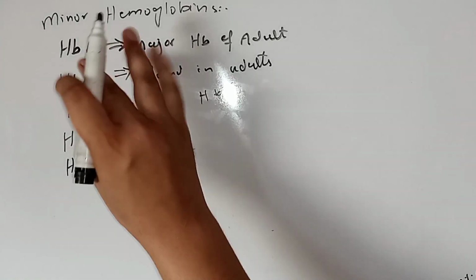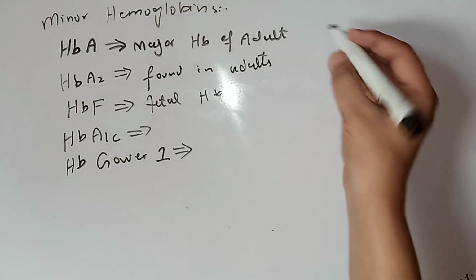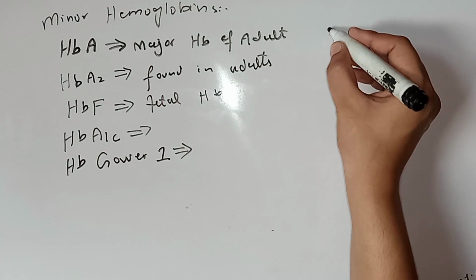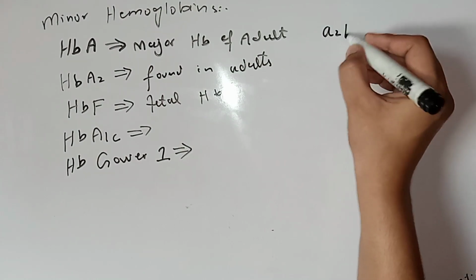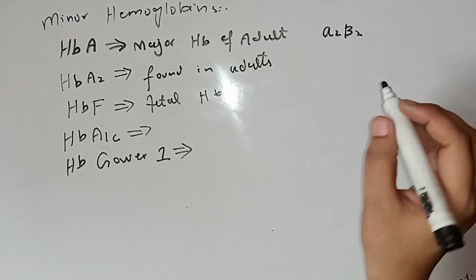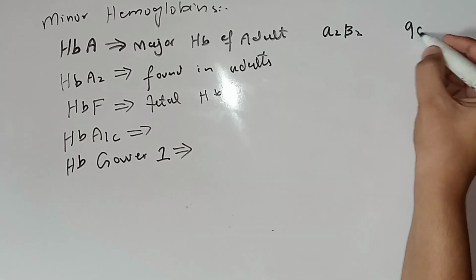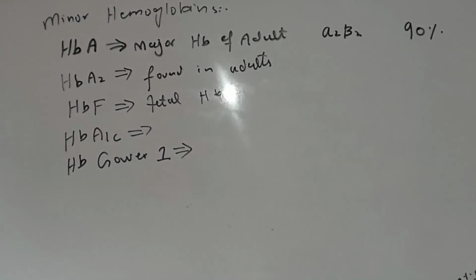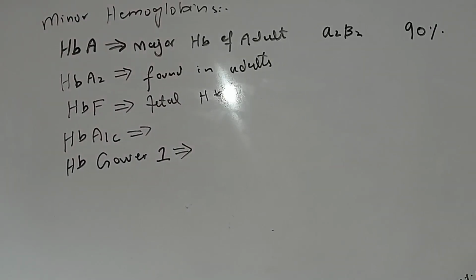composition. When we discuss HbA1, it is composed of 4 chains, 2 alpha chains and 2 beta chains, and in adults about 90% of hemoglobin is HbA.